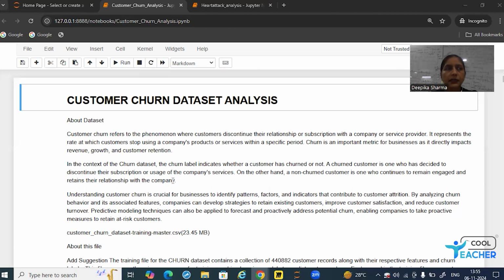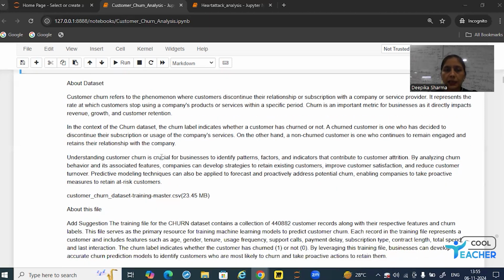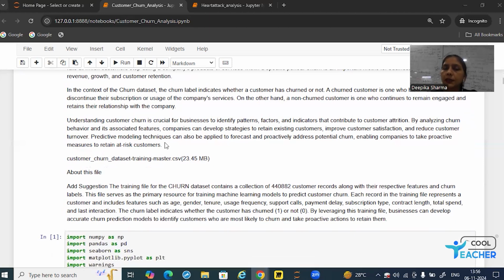Inside this data set, we can see there is a churn label. The churn label indicates whether a customer has churned or not. A churned customer is one who has decided to discontinue the subscription or usage of the company's services. On the other hand, a non-churn customer is one who continues to remain engaged and retains their relationship with the company.